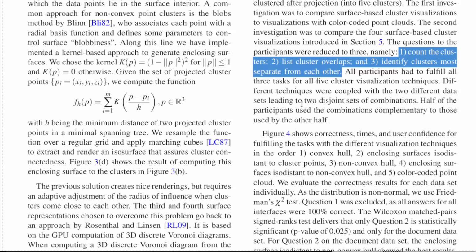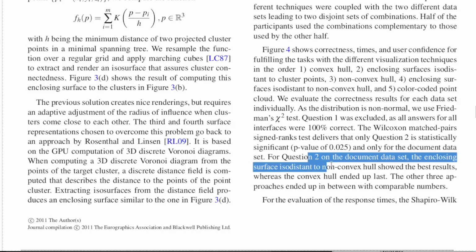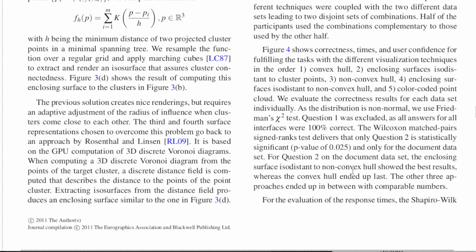For question 2 on the document dataset, the enclosing surface isodistant to non-convex hole showed the best results, whereas the convex hole ended up last. The other 3 approaches ended up in between with comparable numbers.